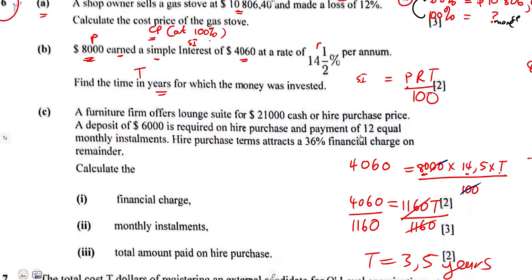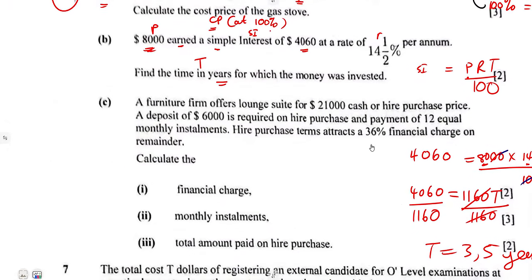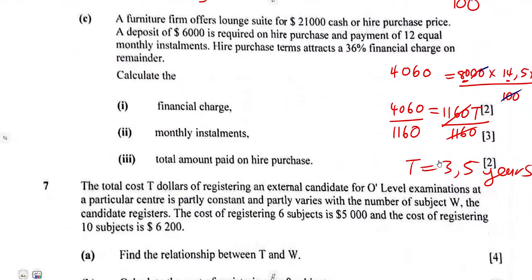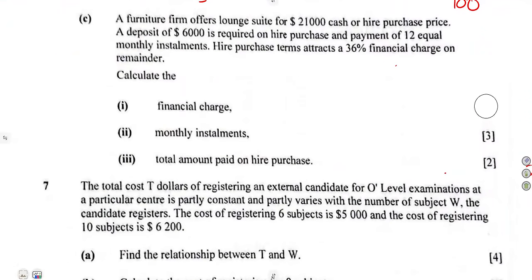From what we are given, we have got the time from the simple interest concept. Just like that. Then part B, the furniture was bought here. Let's consider this statement. We are given on part C that a furniture firm offers a lounge suit for 21,000 cash. This is the cash price or a hire purchase price.